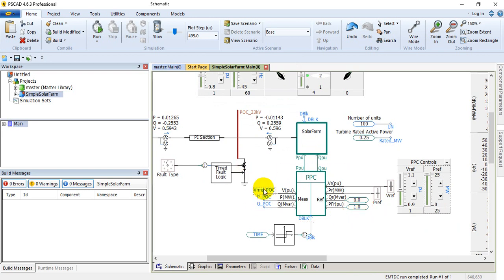So these are basically inputs. These are the starting point of the PPC, and the next point is the reference values. Okay, this is the first initial information regarding the PPC. Now the next important thing about the PPC is the PPC parameters. So for that, right click on this and edit parameters.